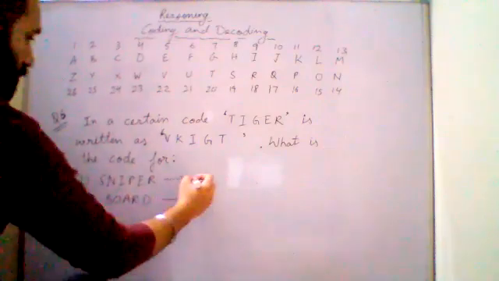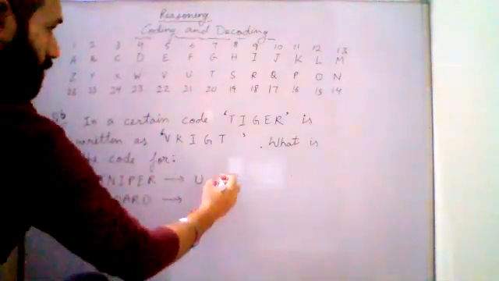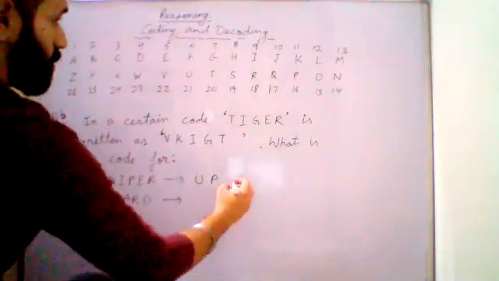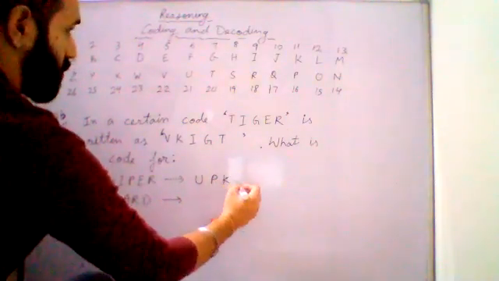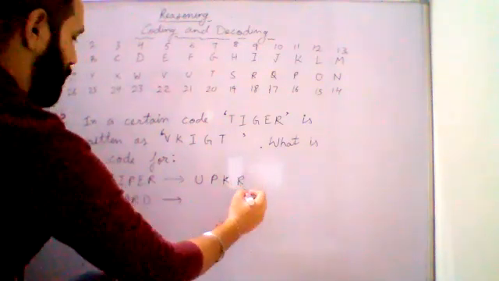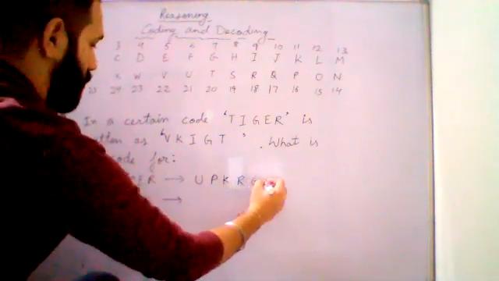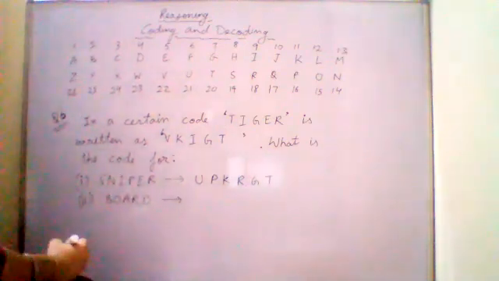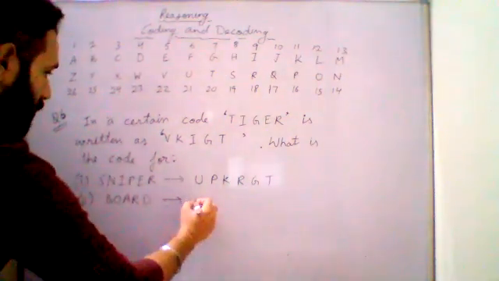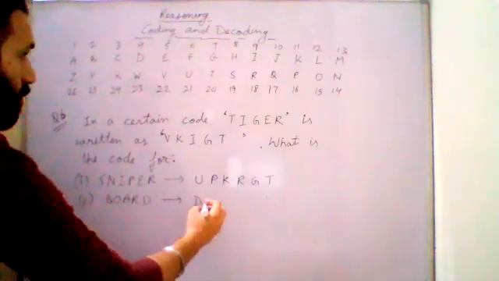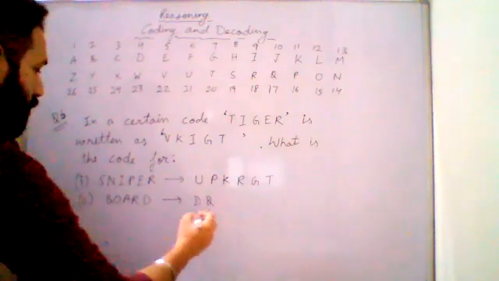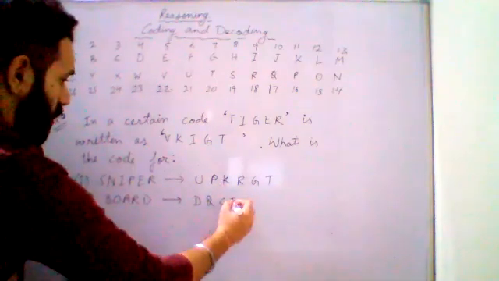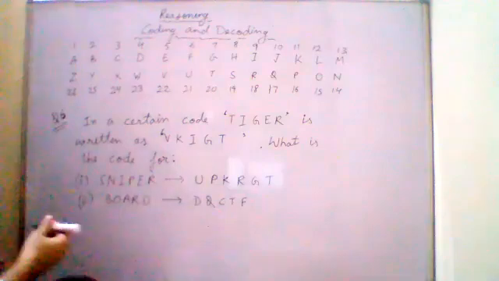Sniper, U P K R G T. This is the code for sniper. D Q C T F. This is the code for bold.